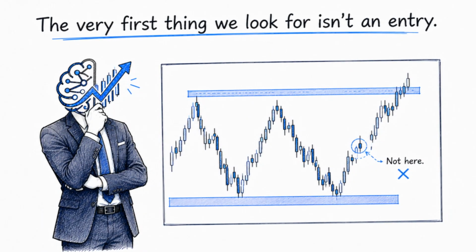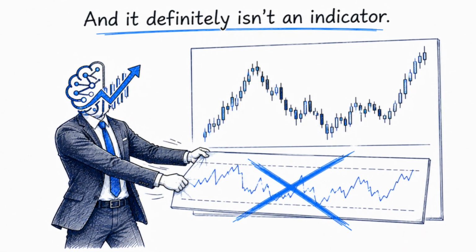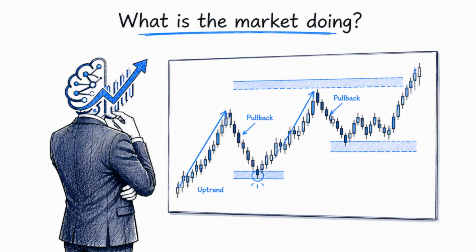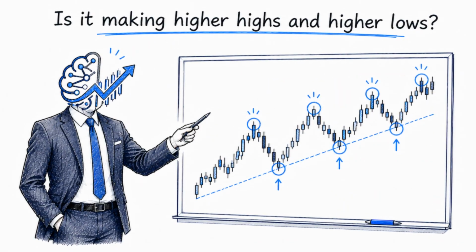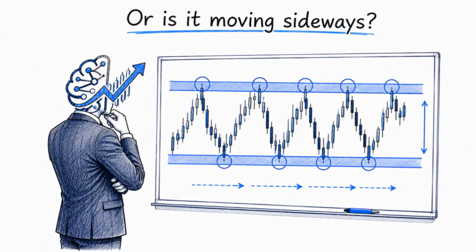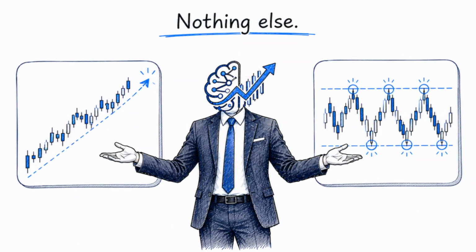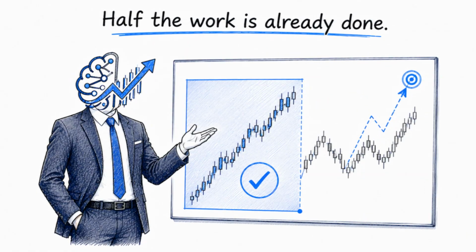Step 1, find the trend. The very first thing we look for isn't an entry, it isn't a candlestick pattern, and it definitely isn't an indicator. We simply ask one question. What is the market doing? Is it making higher highs and higher lows, lower highs and lower lows, or is it moving sideways? Remember, every market is either trending or ranging, nothing else. Once you answer that question, half the work is already done.